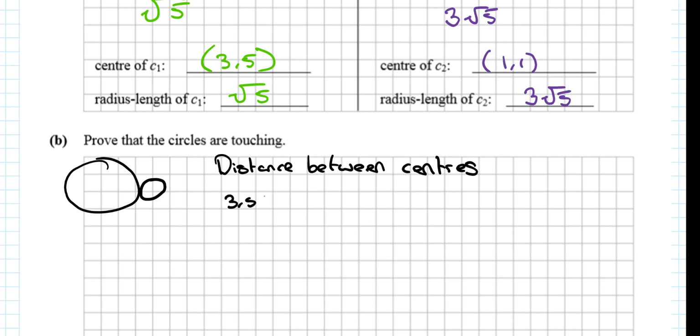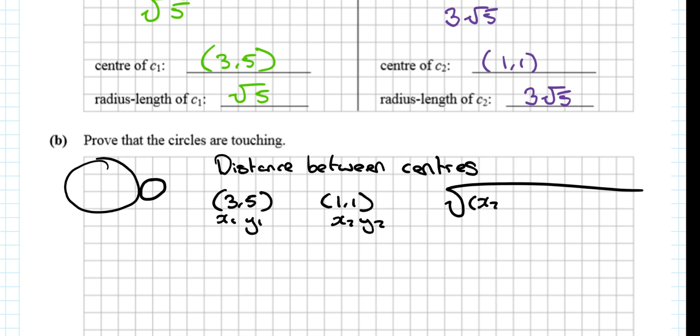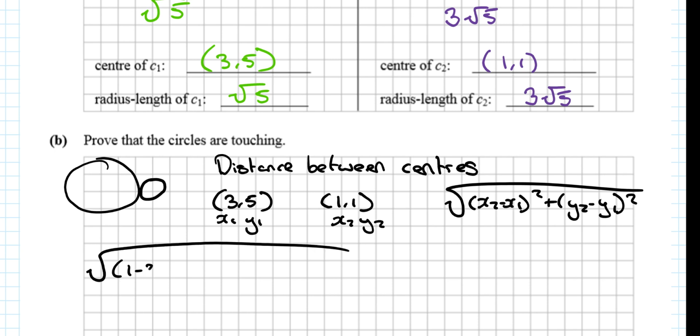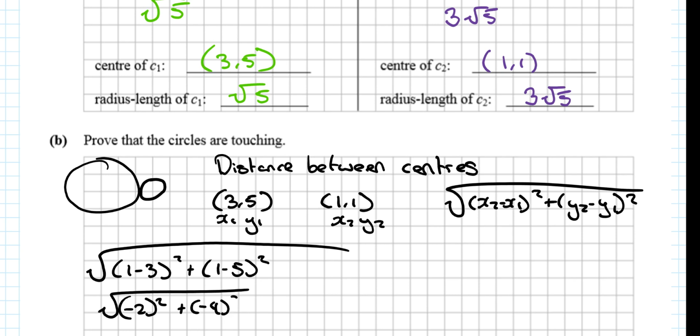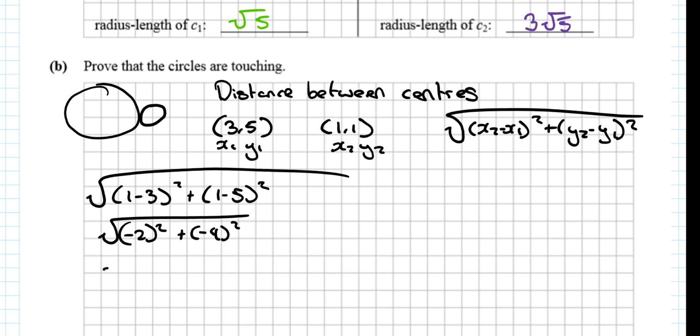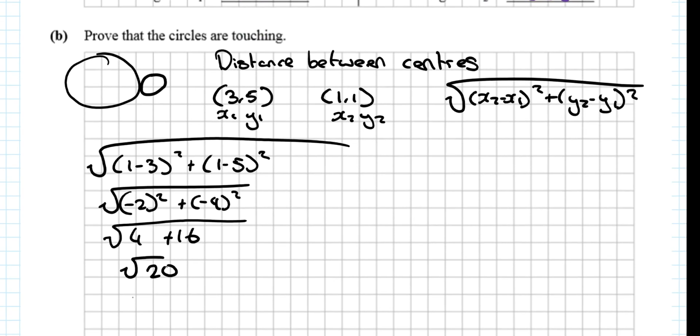So 3, 5 and 1, 1. x1, y1, x2, y2. Distance between 2 points: square root of x2 minus x1 squared plus y2 minus y1 squared. 1 minus 3 squared plus 1 minus 5 squared, which is minus 2 squared plus minus 4 squared. 4 plus 16, square root of 20. Square root of 20 is 2 root 5. So they are touching internally.